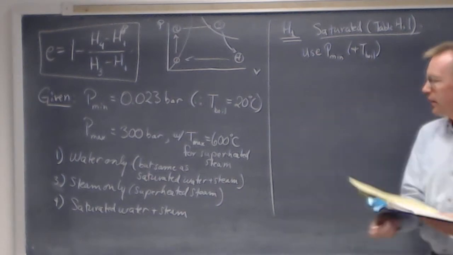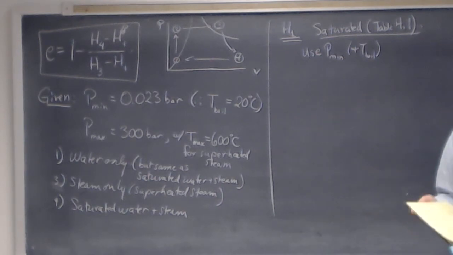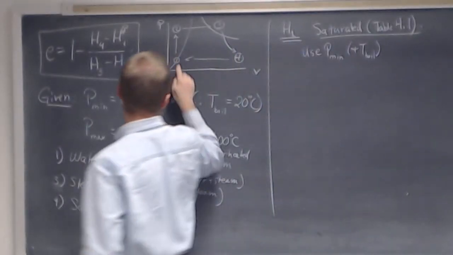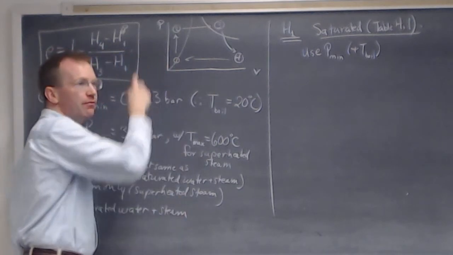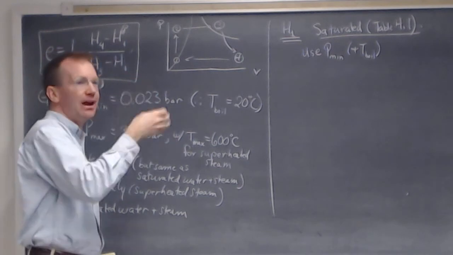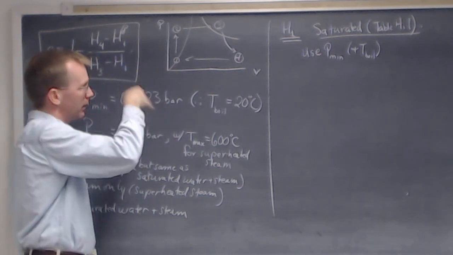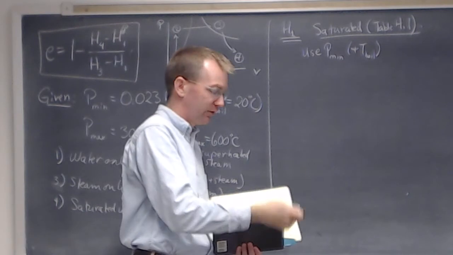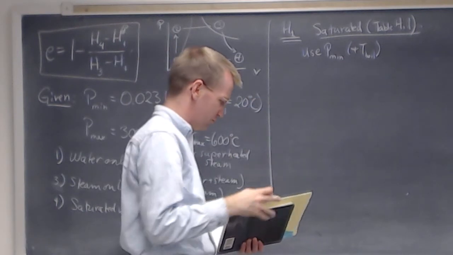By the way, why do we know that the temperature we're using here is the boiling temperature? Because we're on the boundary of the phase diagram. So the water at that point is at the same temperature as the steam at that point. It's because it's right at the boiling point. It's condensing, but that's the boiling temperature.